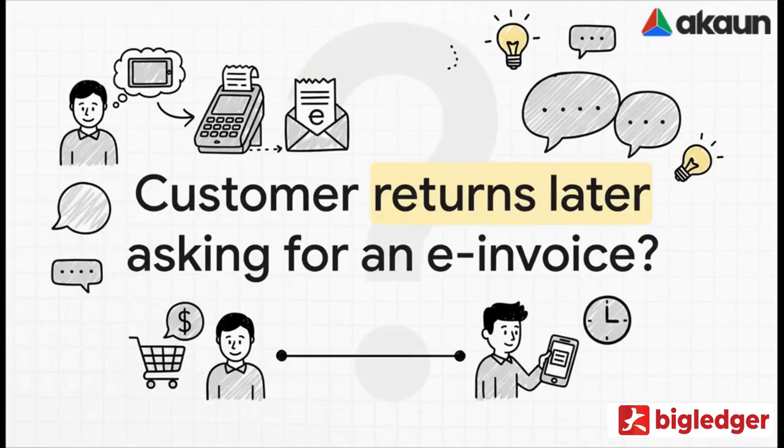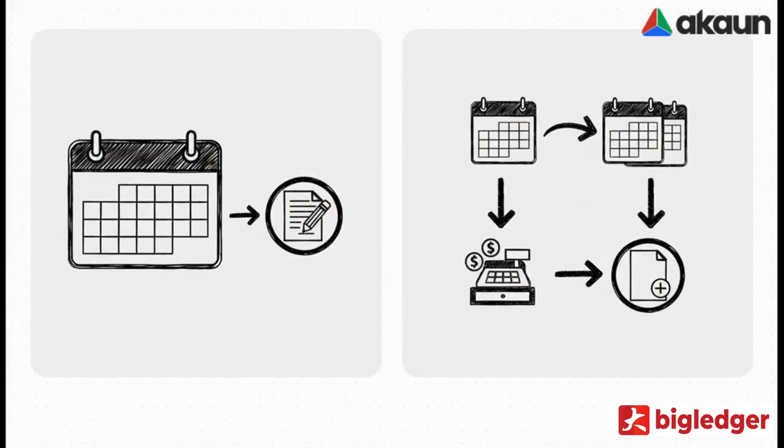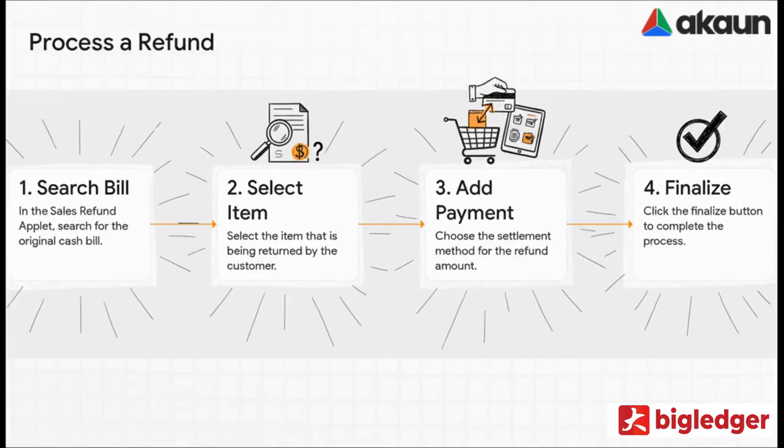For instance, a cash customer wants an E-invoice later. How you fix this really depends on when they ask. If they ask in the same month, it's an easy edit. But next month, you got to refund and reissue. And that refund process is pretty straightforward. You just search the bill, add the item, and pay them back.